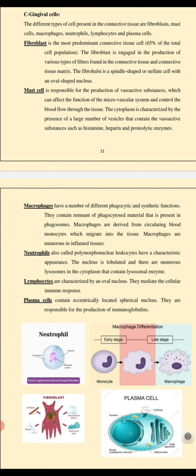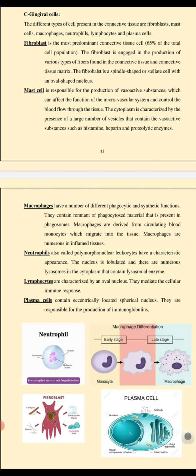But the most abundant cell in gingival connective tissue is the fibroblast, and the most abundant cell in the gingival epithelium and in the gingiva is the keratinocyte. Remember for MCQs. Keratinocyte is 90%, but in gingival connective tissue fibroblast is 65%. Fibroblast is the most prominent connective tissue cell, 65% of total cell population, not the most prominent gingival cell.